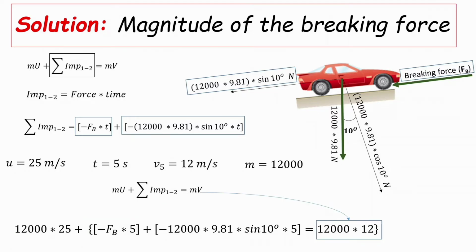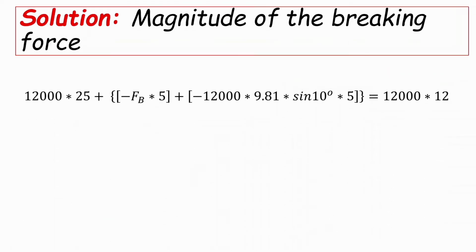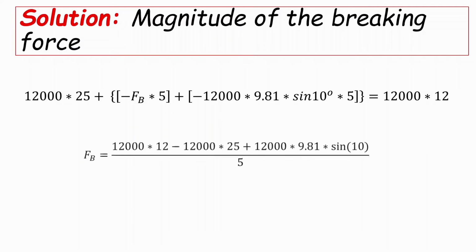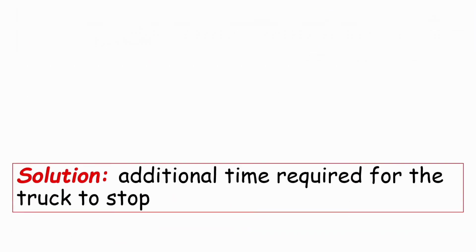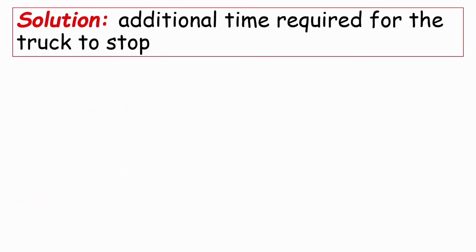So having done all this, we're going to walk through this equation to find our braking force. If you simplify the equation, you get that our braking force will be equal to 10,750 newtons. And that's our value for braking force. So we go on to solve other parts of the problem.